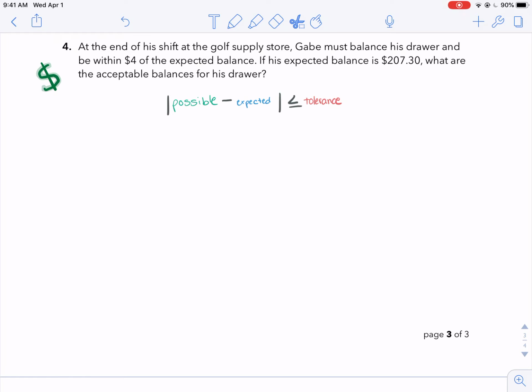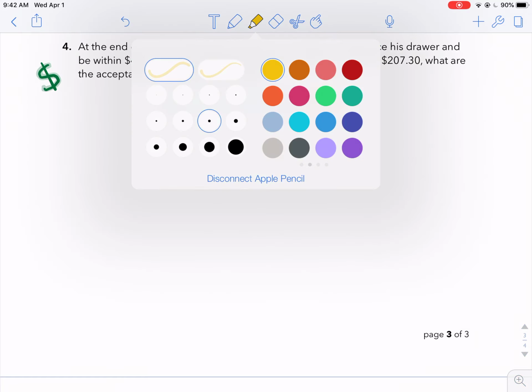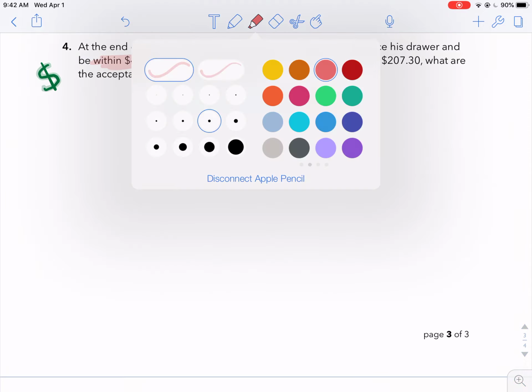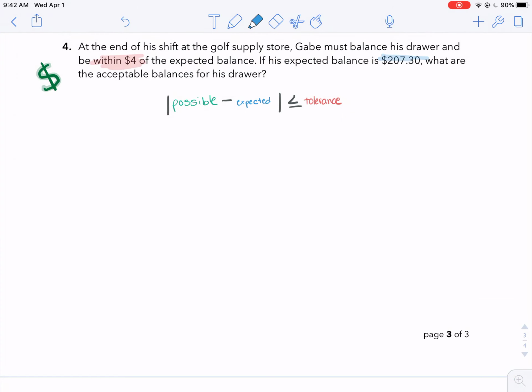Okay, here we go. So we have at the end of his shift at the golf supply store, Gabe must balance his drawer and be within $4 of the expected balance. Within 4, that's our tolerance. If his expected balance is $207.30, we expect him to have that much. That's our expected. What are the acceptable balances for his drawer?